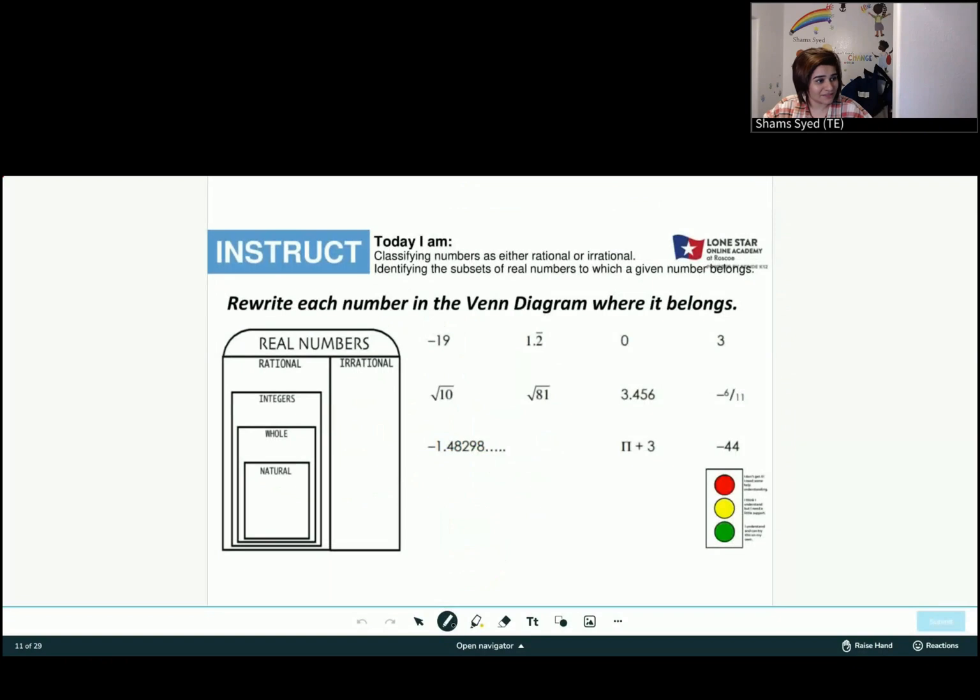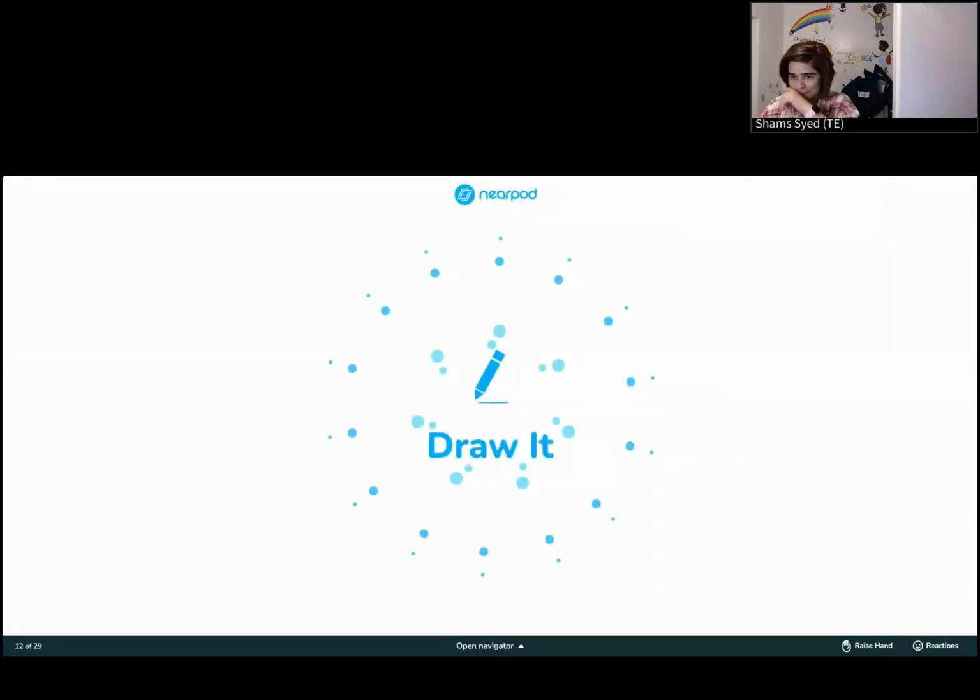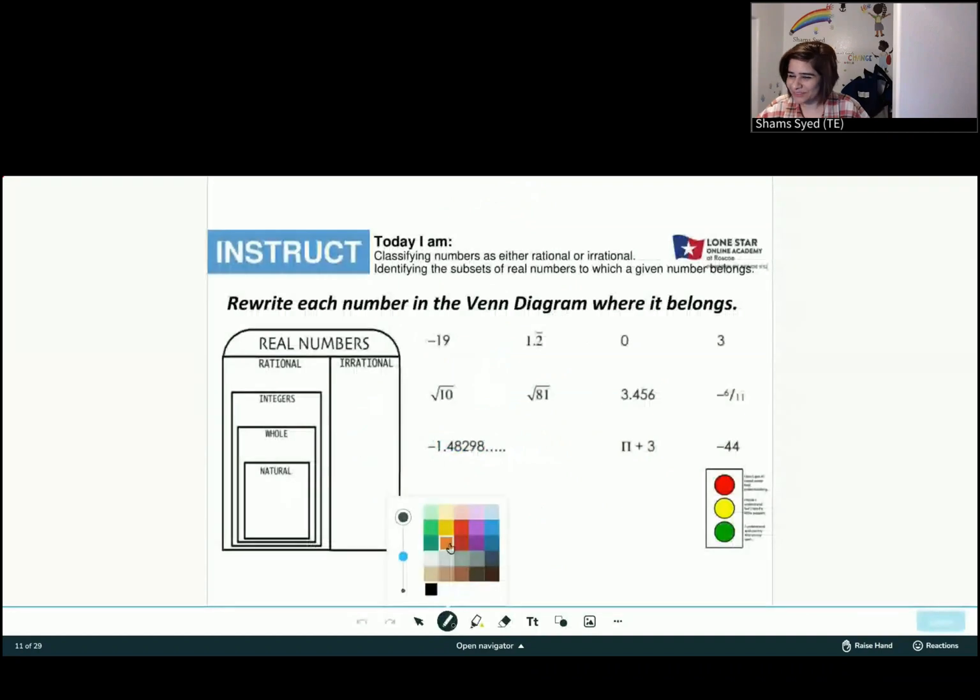This is a nice activity. I'm just going to ask you one, and the rest you will do on your own. Think about this one: pi plus 3. Where will this go? Where will pi plus 3 go? The orange box number. Huria says irrational. Jocelyn thinks irrational. What about others?